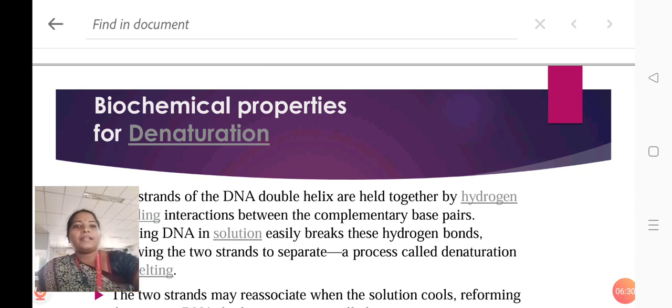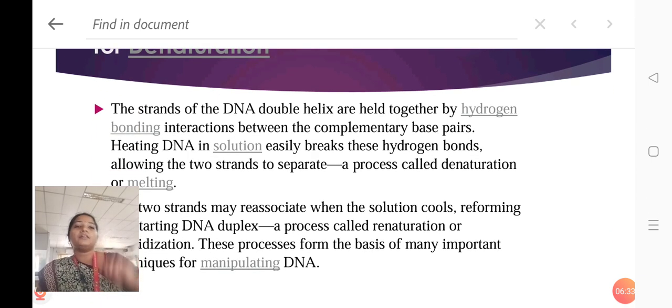So here we understand that DNA double helix strands are held together by hydrogen bonding interactions between the complementary base pairs. Heating DNA in solution easily breaks these hydrogen bonds, allowing the two strands to separate, a process called denaturation or melting.